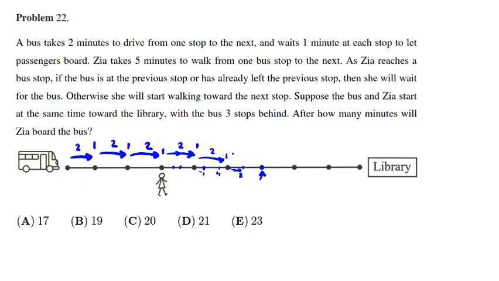and she waits. So after how many minutes does the bus reach? 2 minutes. So 2 plus 1, 3, 3, 3, 3, 4 threes, 5 threes. 5 times 3 plus 2, 17. So after 17 minutes, Zia will board the bus. So the answer is A.